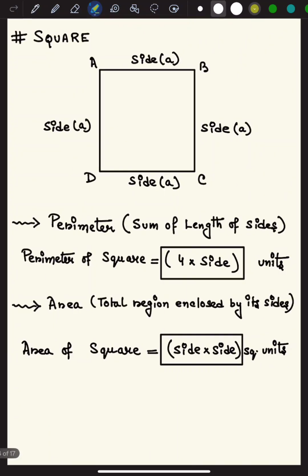Next, in case of square, what will it be? Perimeter of the square will be 4 into side, because there are 4 sides and the length of each side is the same, so it will be 4 into side units. And the area of the square will be what? Side into side square units.